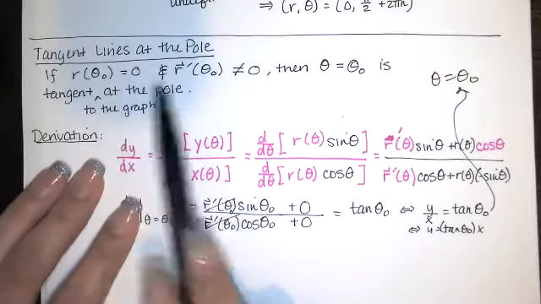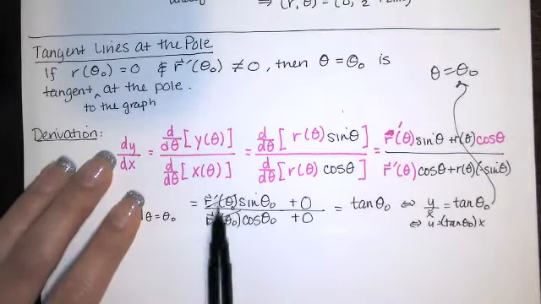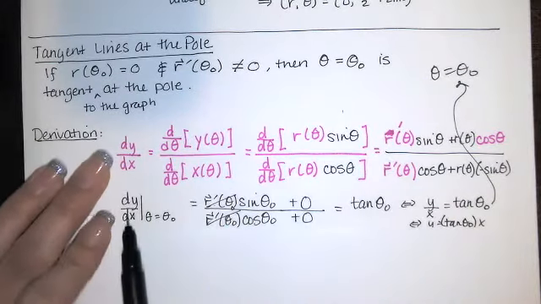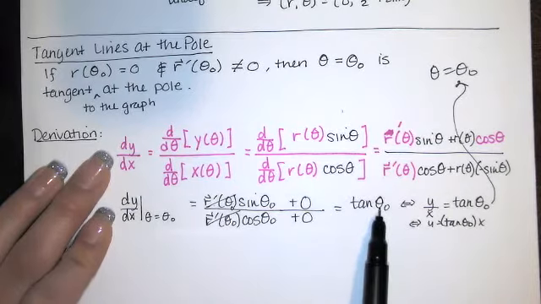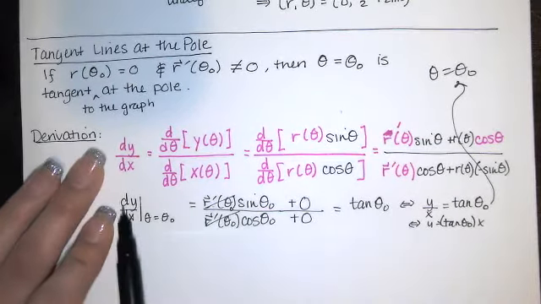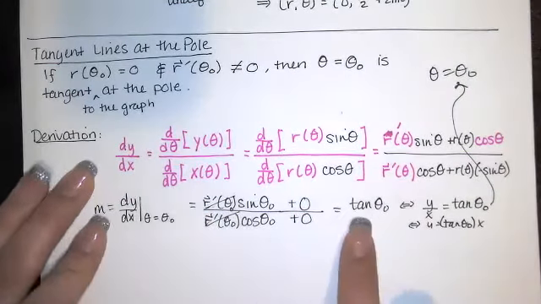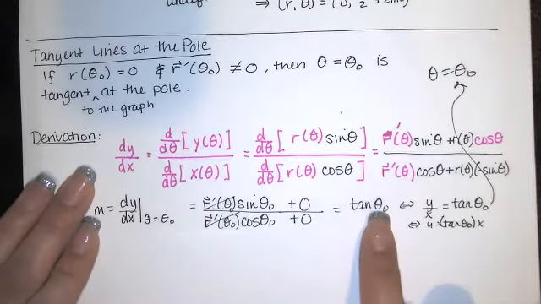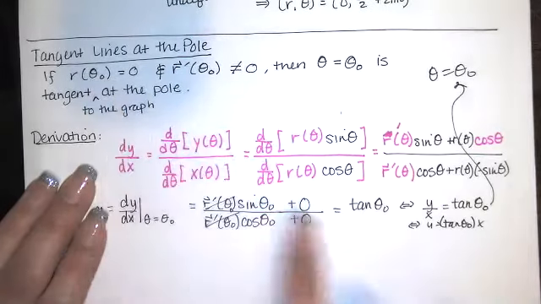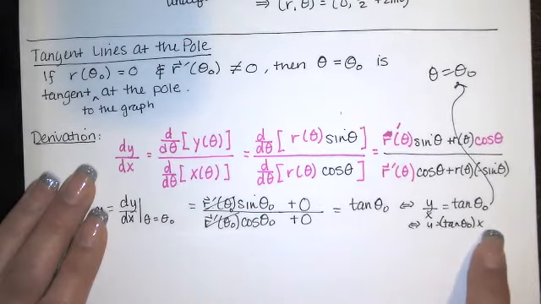So if this is 0, so this is gone, and this is non-zero, so it's just a number divided by itself and it cancels, the derivative of y with respect to x at theta naught is equal to this tangent. Now we're saying that the slope of the tangent line at that point is equal to this. Well, if the slope of the tangent line is equal to this and it passes through the origin because r of theta naught equals 0, we're saying that y over x is tangent of theta naught, so y is equal to tangent of theta naught times x.